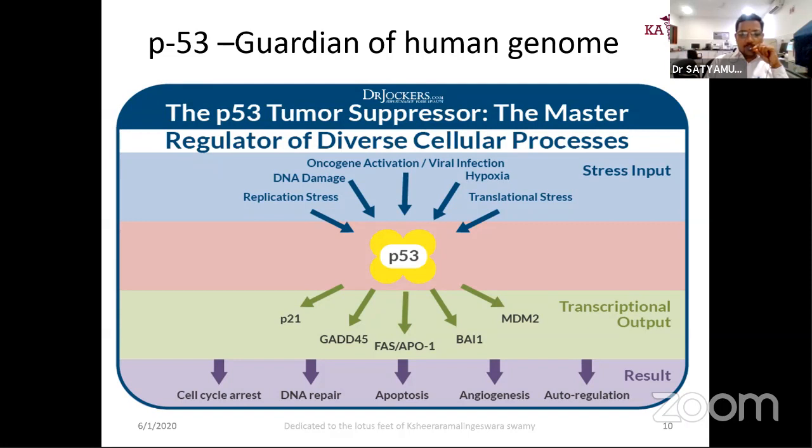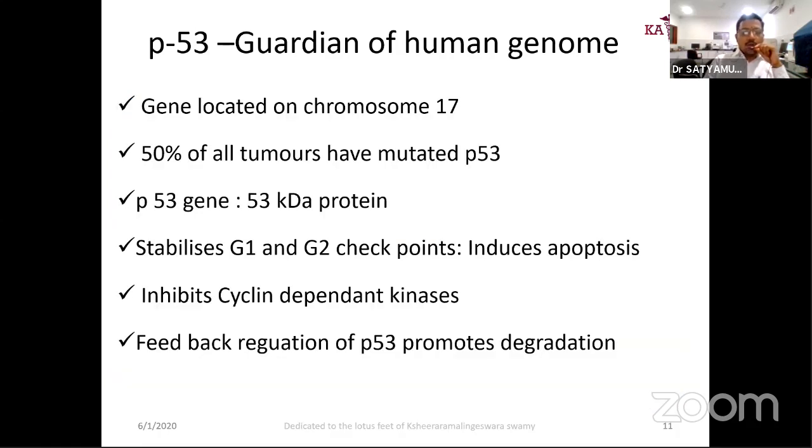Okay, if it is proper, it can repair, it can arrest the cell cycle, it can go to apoptosis. If it is improper, it can go for angiogenesis or autoregulation. Like MDM2 and BAI1, these two are proteins which are going to the carcinogenic phase of the cell. So, what points do you have to remember regarding p53?